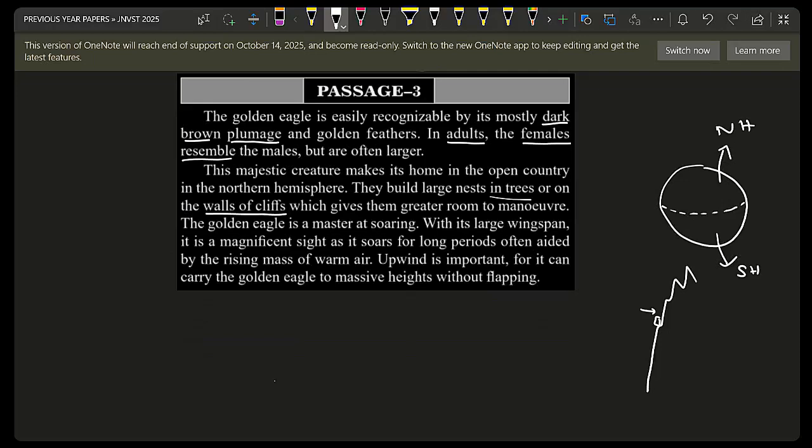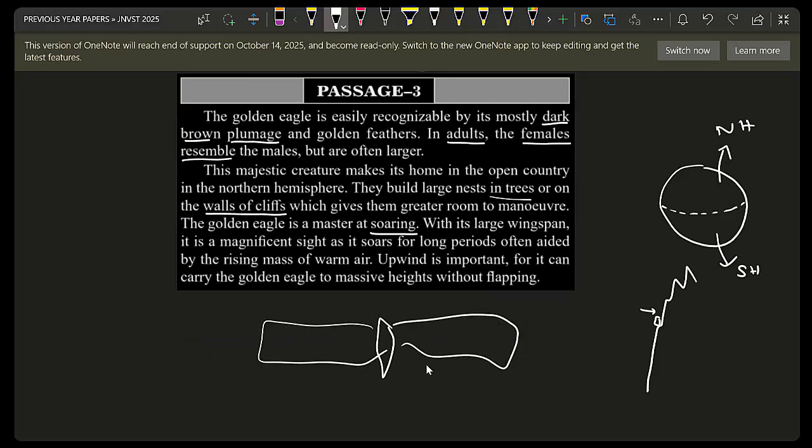The golden eagle is a master at soaring. So what do you mean by soaring? Flying or rising high in the air. Soaring means flying high in the air, and it is a master of it. So it can fly very great heights with its large wingspan. Wingspan means, suppose there is a bird like this, its wings are very large. Okay, wingspan is very large.